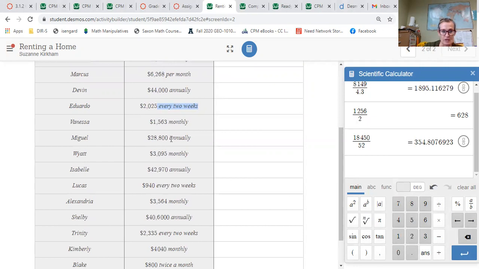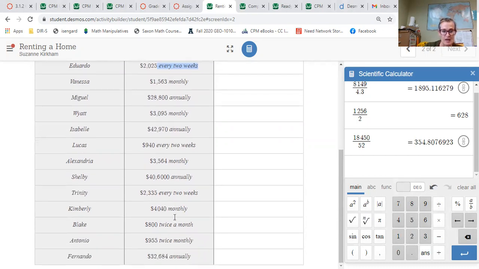Monthly, divide by 4.3. Annually, divide by 52. Every 2 weeks, divide by 2.